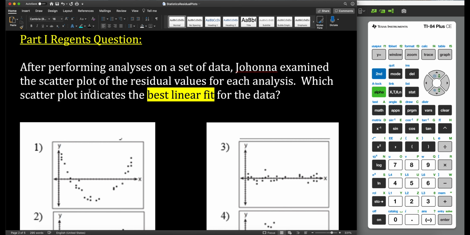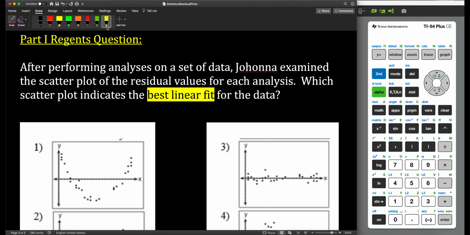Okay guys, let's take a look at a Part 1 Regents question. This is a Part 1 Regents question because it is multiple choice and it's very straightforward, and the Regents can't really ask you this in many different ways. So once you understand these and see them, it'll be easy for you. Now, after performing analysis on a set of data, Johanna examined the scatter plots of the residual values for each analysis. Which scatter plot indicates the best linear fit for the data? Now remember, best linear fit means good fit. And what does good fit mean? It means we are looking for the graph that has no pattern.